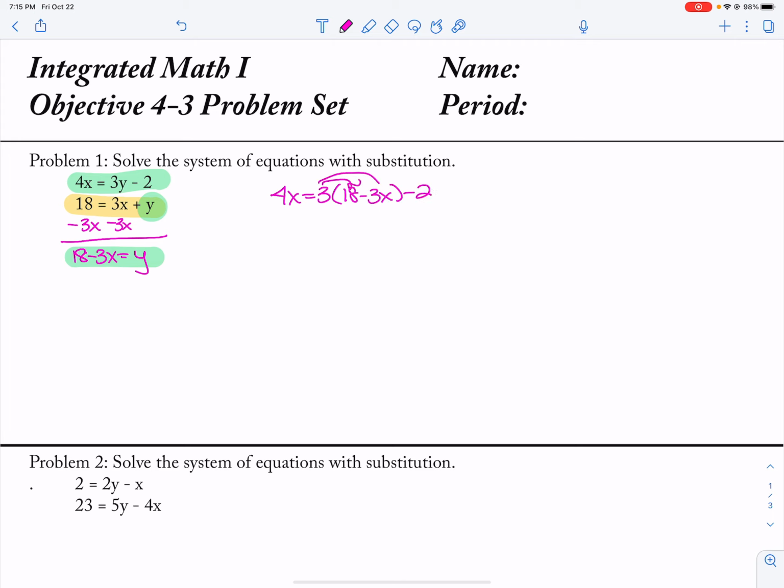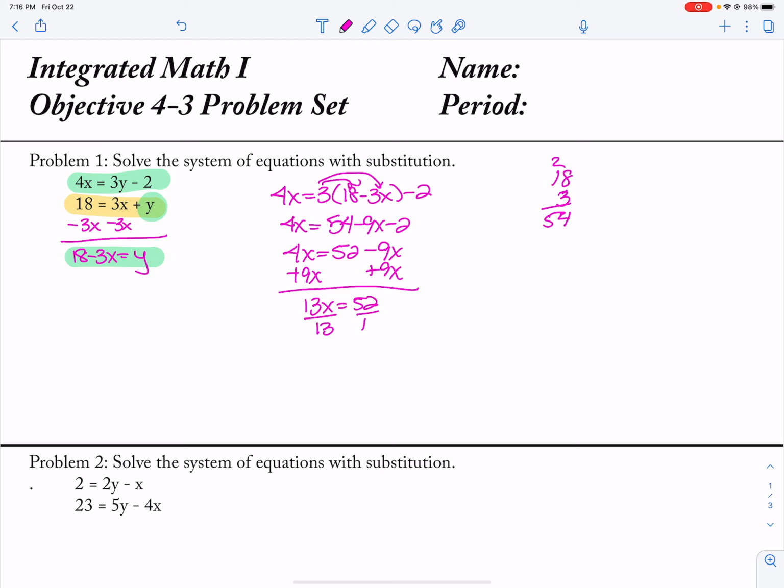Again, this is the whole reason why we did solving equations to start off with: you're going to have to distribute. And if you can't do the arithmetic horizontally, then stack them. So 3 times 18 is 54, and then minus 9x minus 2. So then I get 4x is equal to 52 minus 9x. I add 9x to both sides and get 13x is equal to 52. Divide both sides by 13, and I get x is equal to 4.